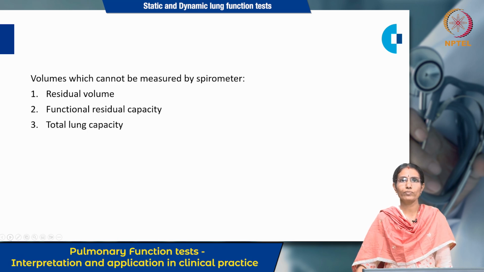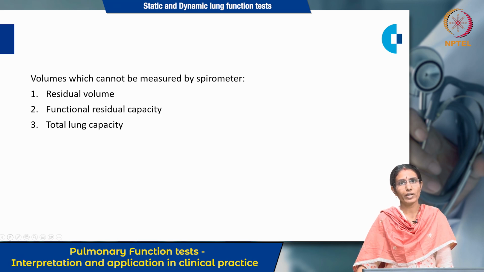Certain lung volumes and capacities cannot be measured using the spirometer. What are those lung volumes and capacities? You cannot measure residual volume, that is the amount of air which remains in the lungs at the end of forced expiration. Hence, functional residual capacity cannot be measured and also total lung capacity cannot be measured.